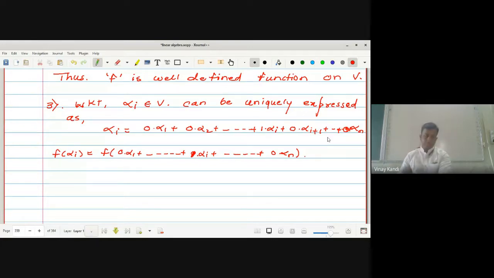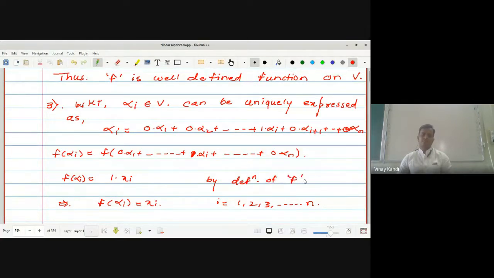By the definition of f, this is equal to f of alpha i equal to 1 into xi. So this implies f of alpha i is equal to xi for i running from 1 up to so on n. By the definition of f, this is the reason.